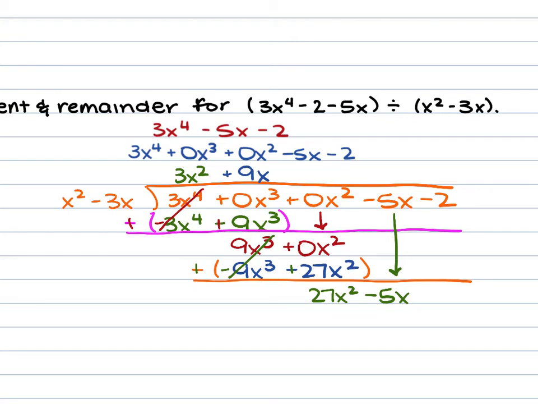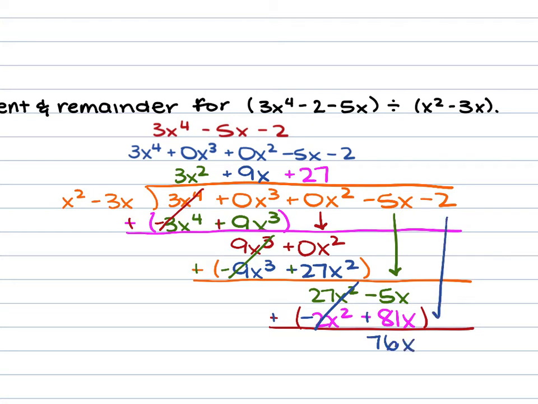x squared times what is 27x squared? Well, if we multiply it by a positive 27, we're going to get the 27x squared, and 27 times negative 3x gives us a negative 81x. We are going to subtract these, which means we add the opposites. So those 27x squareds cancel out. Negative 5x plus 81x gives us 76x.